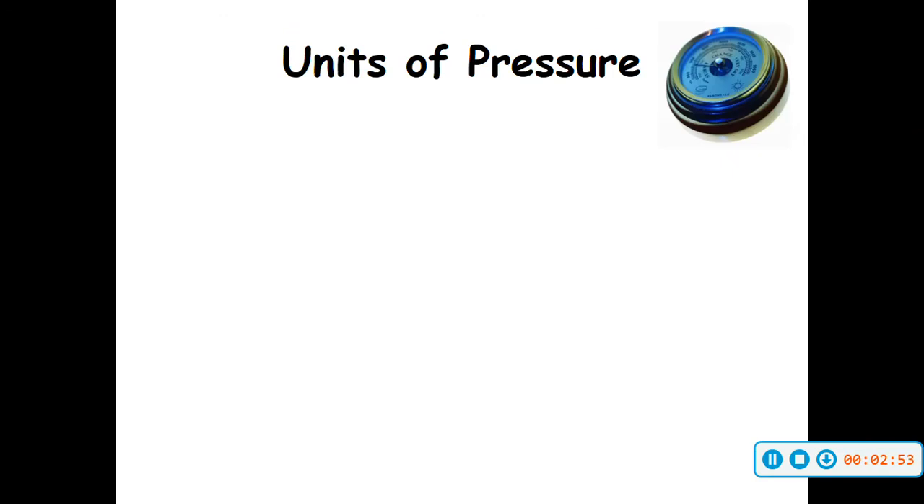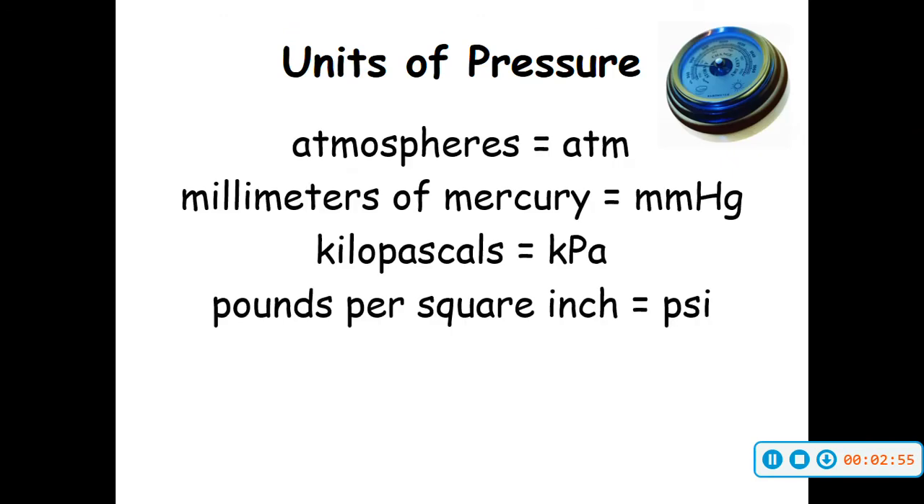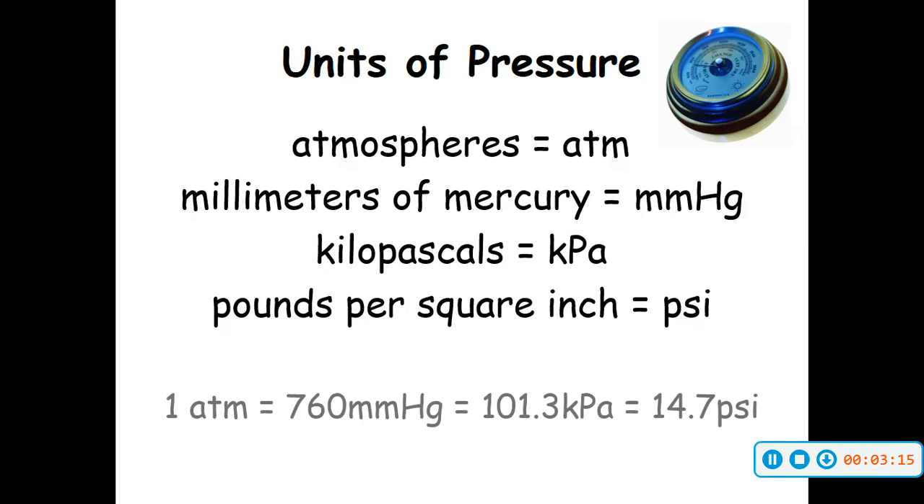As far as units of pressure, there are 4 units of pressure that we are going to focus on. That's atmospheres, represented as atm. We also have millimeters of mercury, kilopascals, and pounds per square inch. As far as how they relate to each other, one atmosphere is equal to 760 millimeters of mercury, which is equal to 101.3 kilopascals, which is also equal to 14.7 psi.